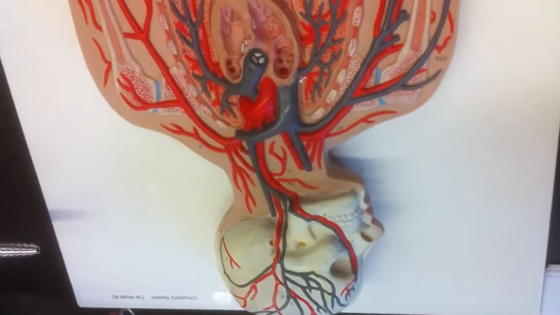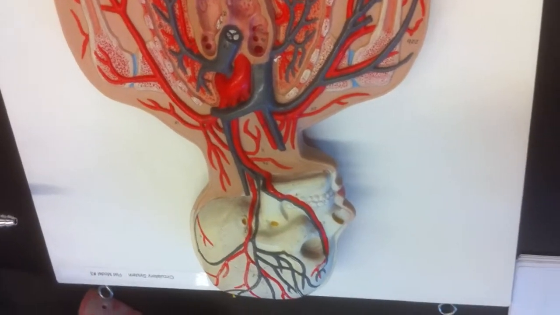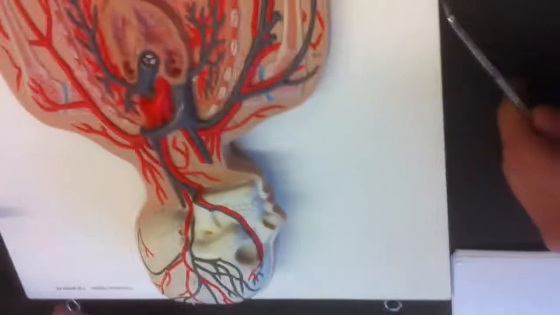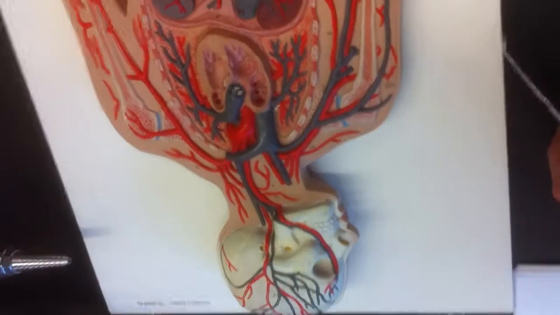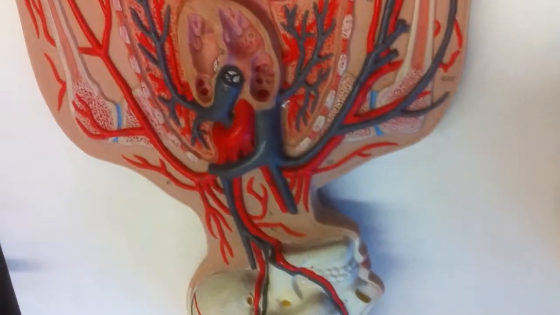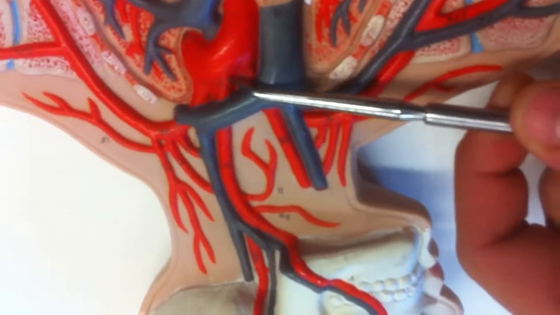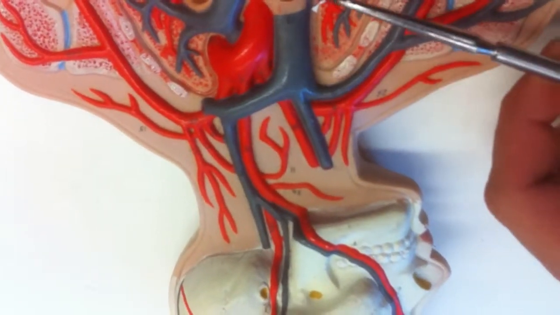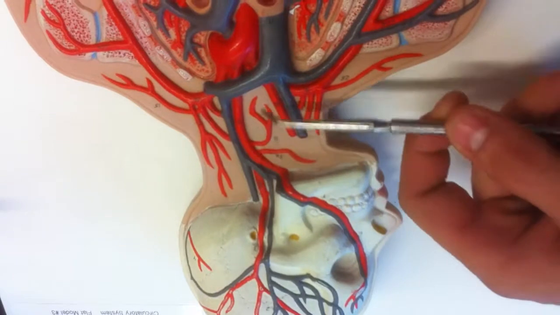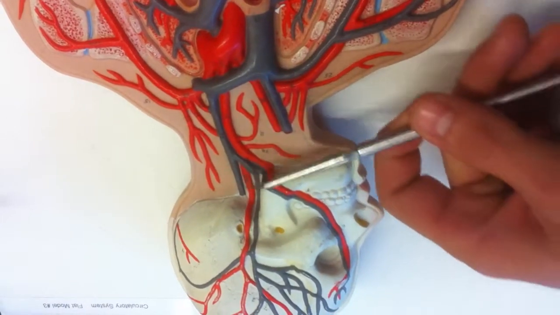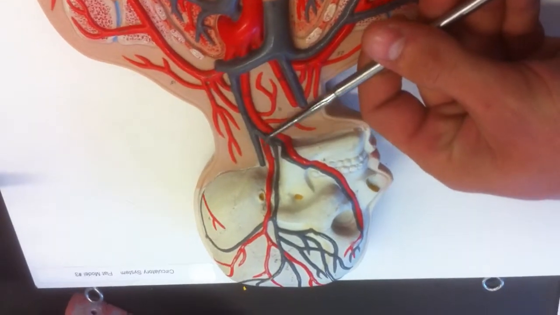We are doing vessels of the circulatory system, the flat model number 3. Starting with the arteries, we have the brachiocephalic trunk, the common carotid artery, number 18, the internal carotid artery, internal 18A, isn't it?